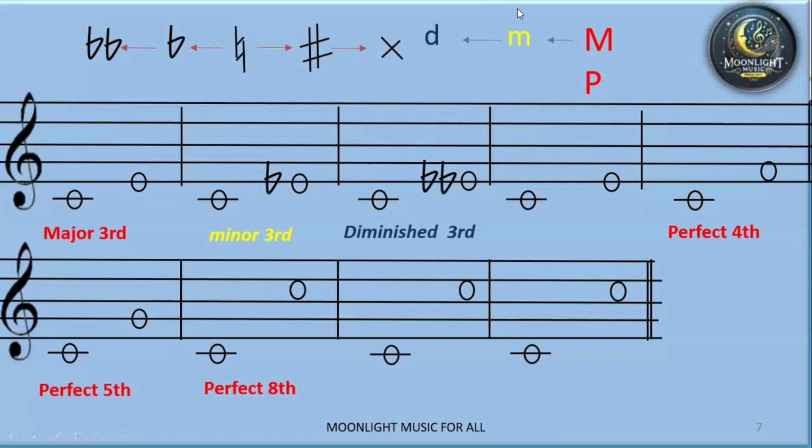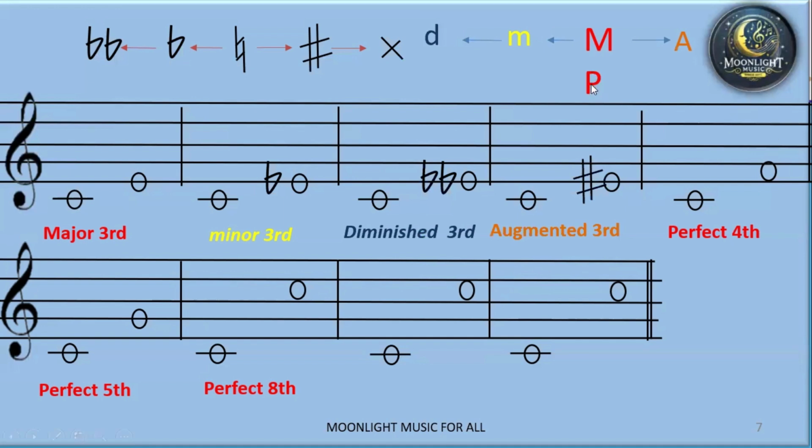Raise a major interval by one semitone. Let's see. Now I'm moving to the other side. Augmented. So C to E major third, then C to E sharp, augmented third. Wow.